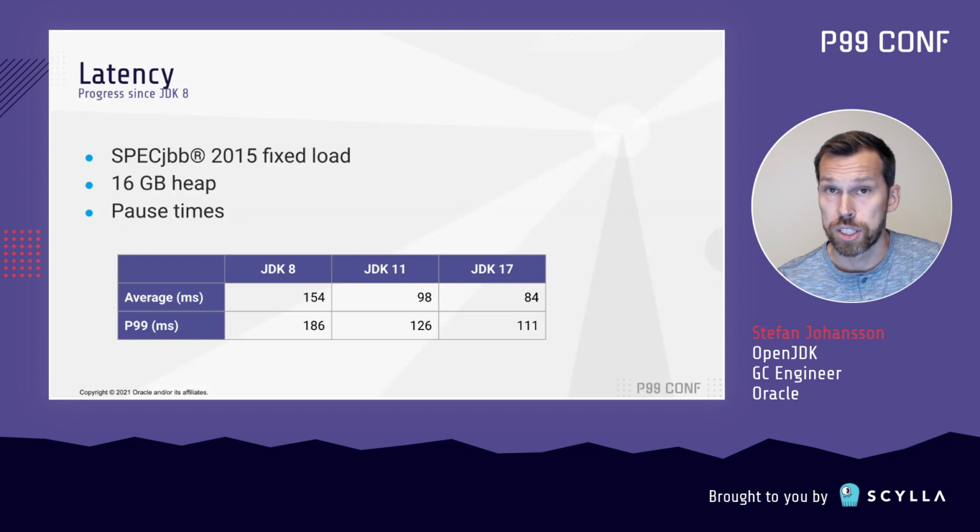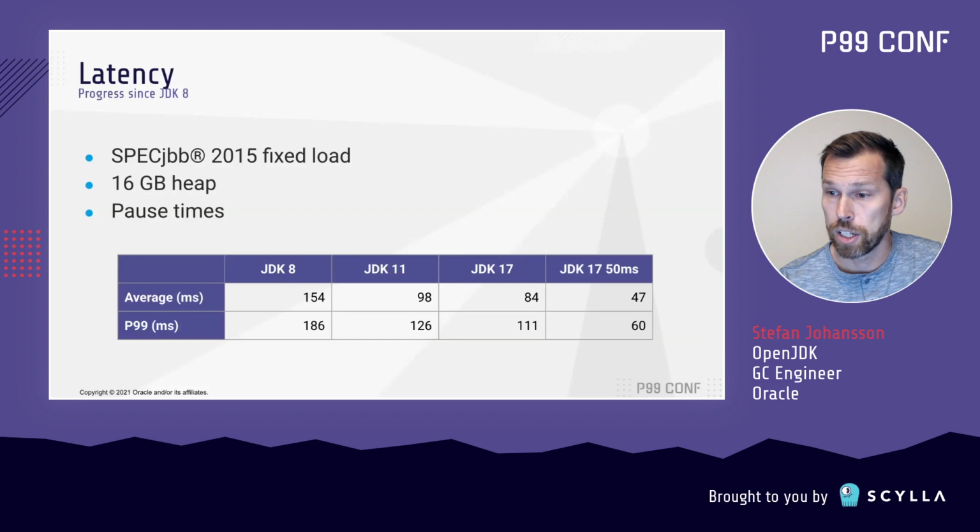If we want to push this down even more by setting the pause time target to 50 milliseconds, we get something like this. And as you can see, the average pause is below 50 milliseconds, but not the P99 score. So when pushing the latency down this far, we still have work to do to be able to push the P99 pauses within the pause time target.